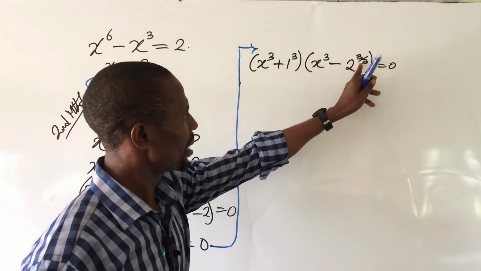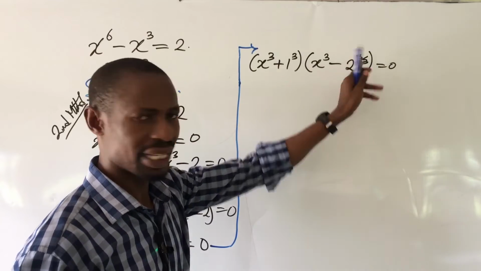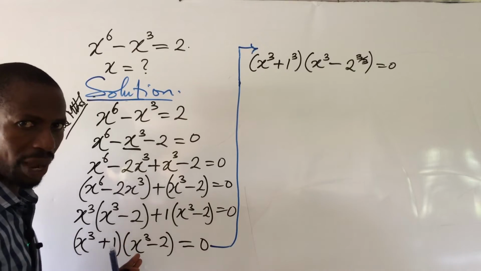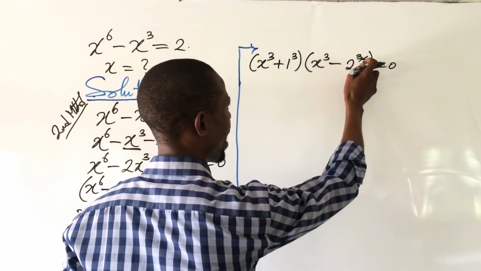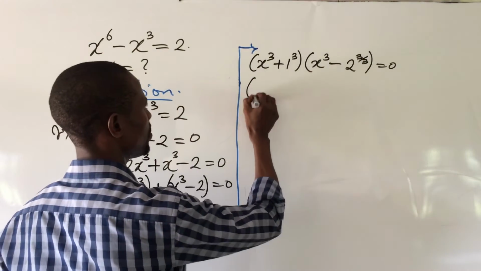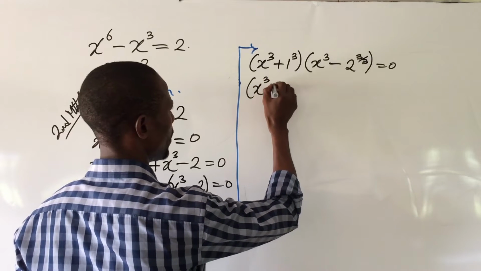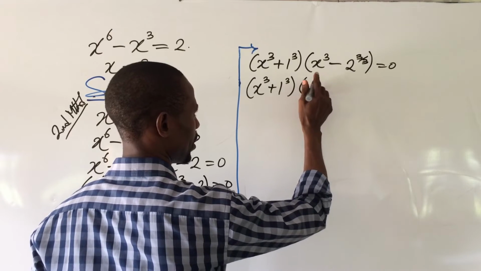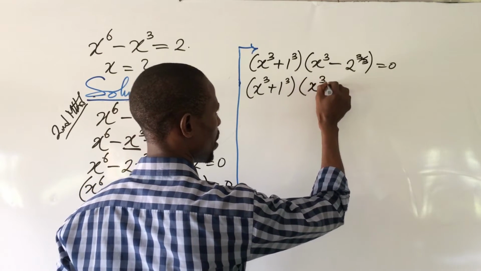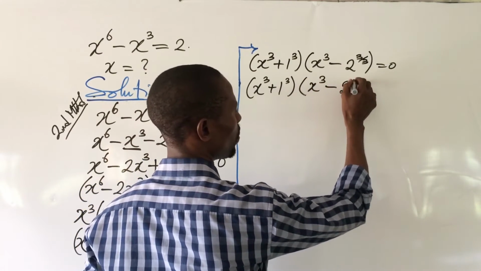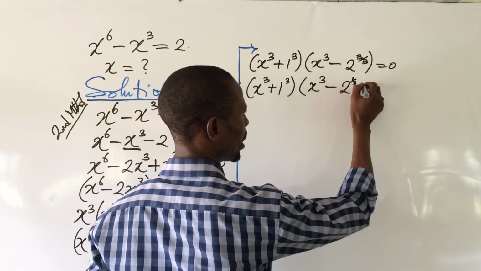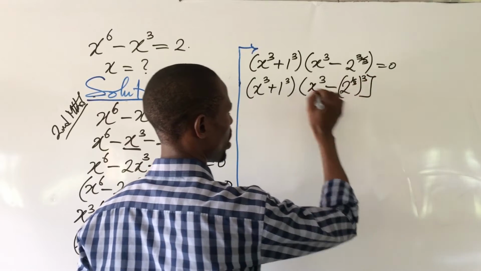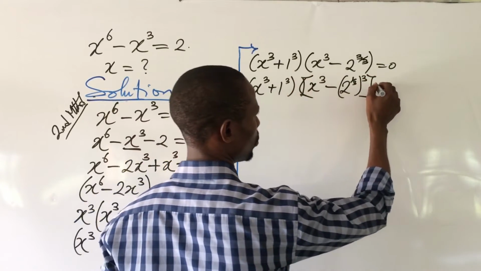So if I rewrite this, 3 all over 3 will give us 1, which is the same thing as 2 to the power of 1. Okay, so if I rewrite this, we're going to have x to the power of 3 plus 1 to the power of 3, close bracket, x to the power of 3 minus 2 to the power of 1 all over 3, then all to the power of 3, in a square bracket.